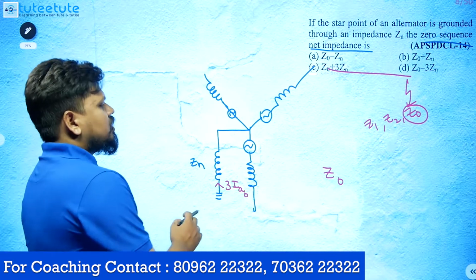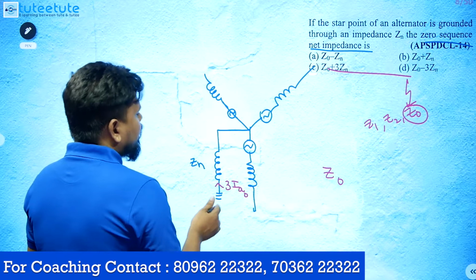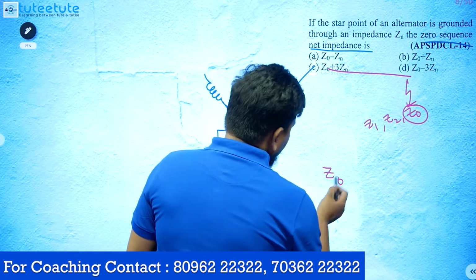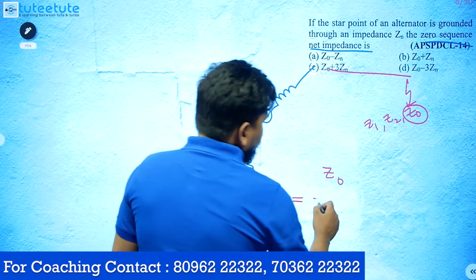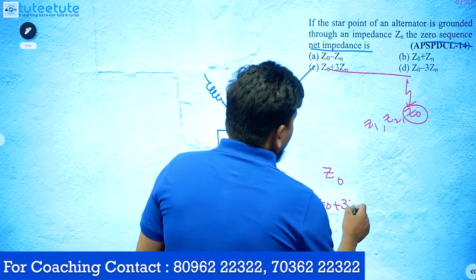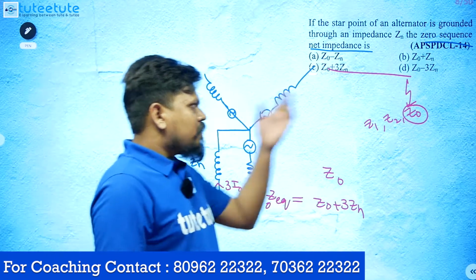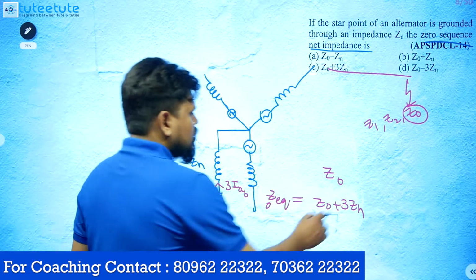So to represent this as a circuit, the current flowing in is IA0, and we will take this branch as 3Zn. So the complete zero sequence equivalent impedance is Z0 plus 3Zn. That is, the zero sequence impedance Z0 for the fault plus 3 times Zn, we will consider it like this. So this is the answer for us.